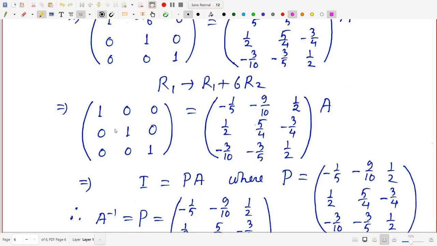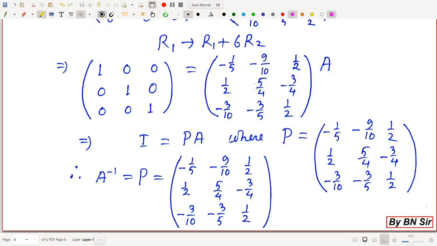Okay, so this is unit matrix, this is a new matrix, P into A, so I equal to PA, where P is this matrix. Therefore this P is the inverse of A, so A inverse equal to P means this. So this is the process how we find inverse by Gauss-Jordan method.